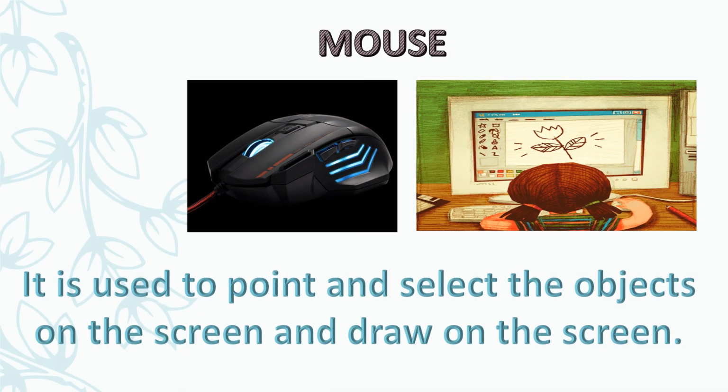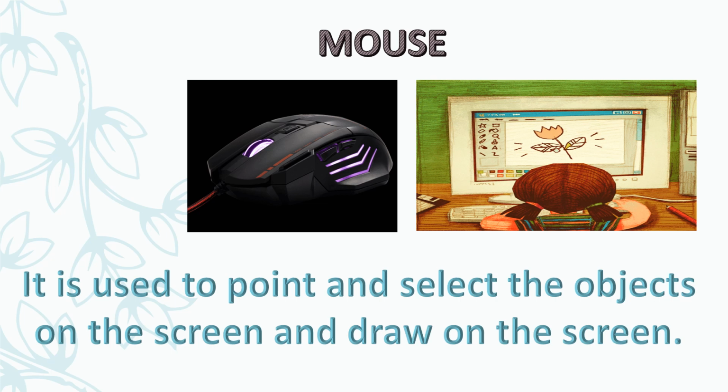Now you can easily recognize this picture. This is a mouse. Mouse has two buttons. Now this is used to point and select the object. So mouse is used to point and select the objects. You can draw pictures using mouse. You can select object using mouse, and you can also play games using mouse.